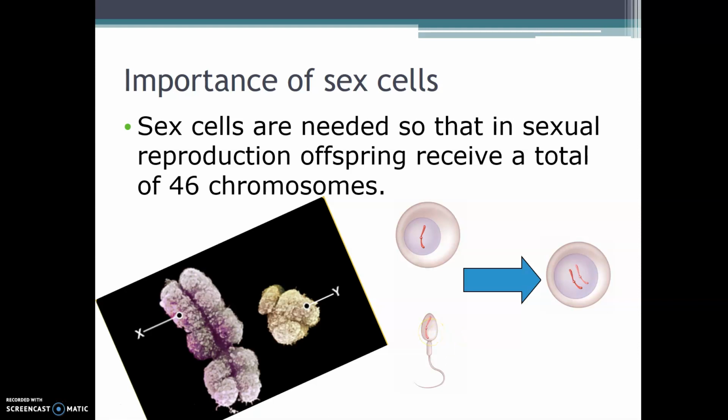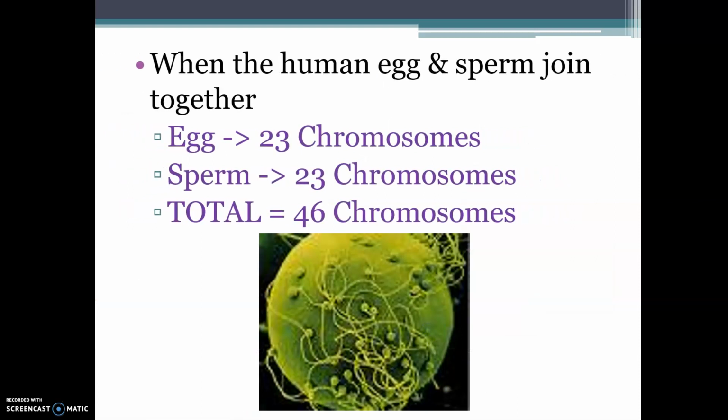So really, it's not your mother who decides your gender, it's your father. If a sperm cell that's carrying the Y chromosome fertilizes the egg, that's an X and a Y, that would be biologically male. If a sperm cell is carrying the X chromosome and it fertilizes the egg, that's 2 X's, you would be biologically female. When the human egg and the sperm join together, you have 23 chromosomes from the egg, 23 from the sperm, and there you get your full 46.